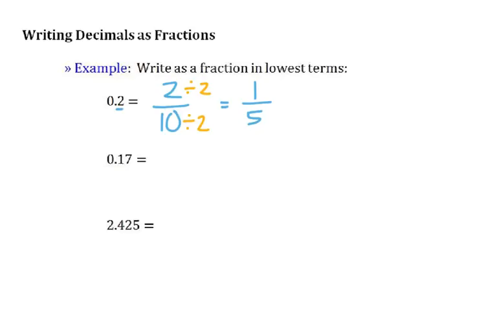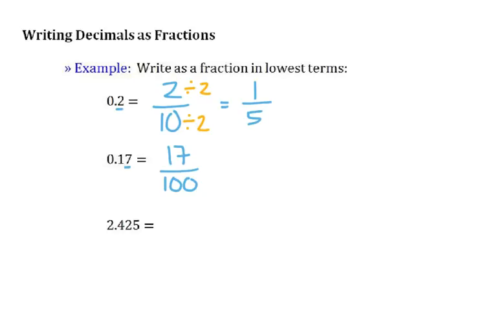The next example, 0.17, can be read out loud as 17/100ths, since our last digit falls on the hundredths place. So in this case, 17/100ths, let's think about if that reduces. It turns out it doesn't, so 17 over 100 would be our final fraction form for 0.17.